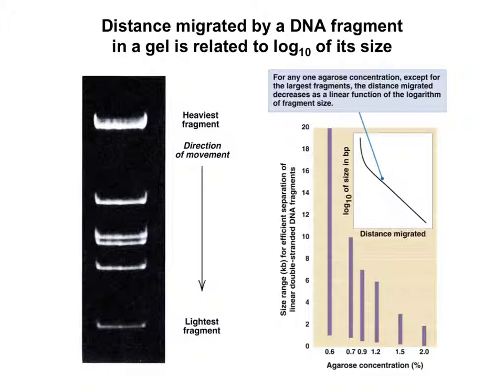And so you can use different concentrations of agarose, and depending on that concentration of agarose, you can then start to separate different sizes of fragments. So at a high percentage of agarose, you're able to separate very small fragments, but then at small concentrations of agarose, 0.6, you now are able to separate much larger.